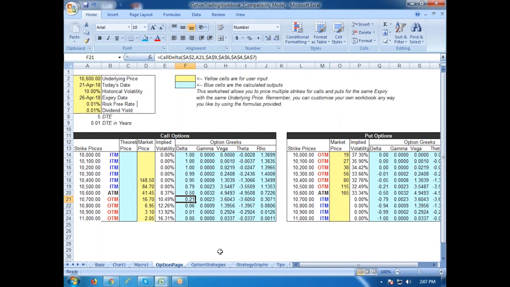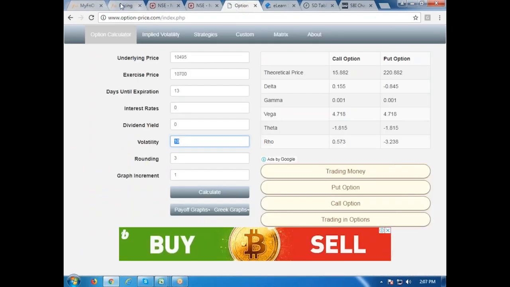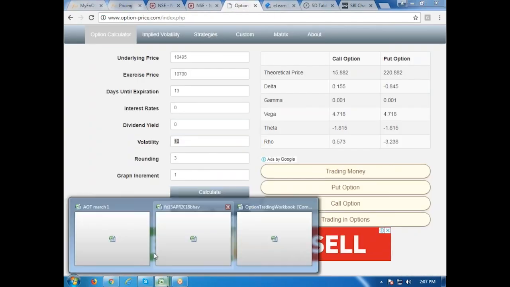You don't need an Excel sheet for that. You can do it in the option calculator itself. ये Excel sheet आपको दे दी जाएगी. ये Excel sheet आपको मिल जाएगी.